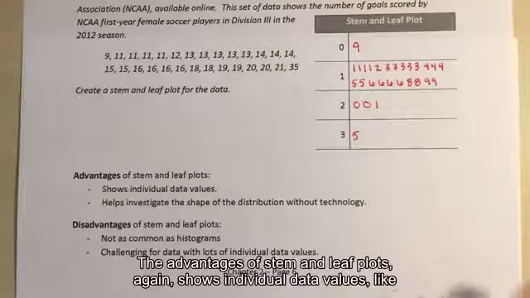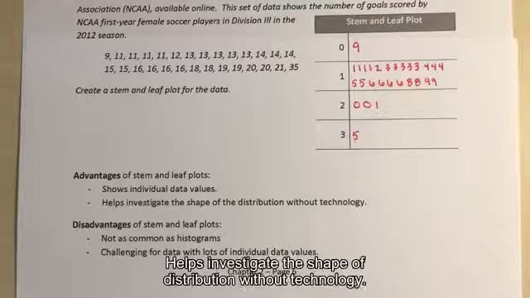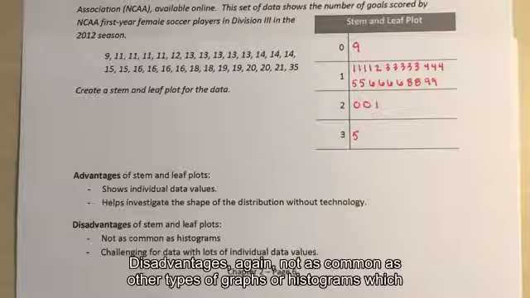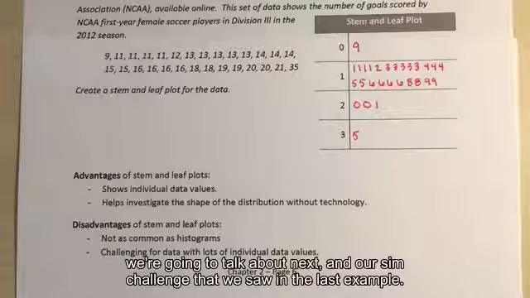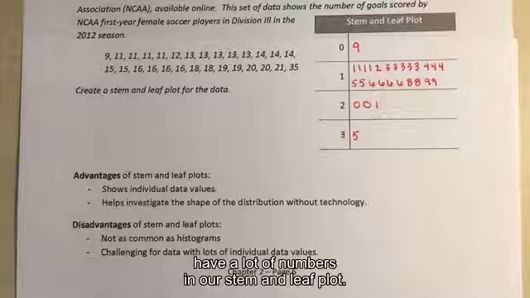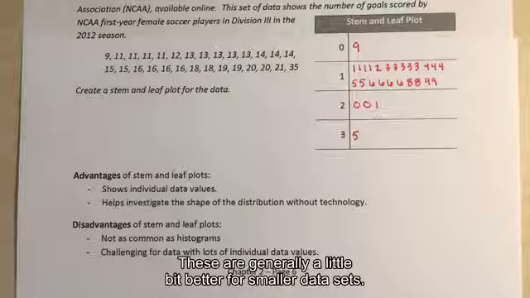Each individual data value is represented by its rightmost digit, which is on the right, which is the leaf. So the advantages of stem and leaf plots: they show individual data values like our dot plots did in the previous example, and they help investigate the shape of the distribution without technology. This is a pretty easy one to jot down. Disadvantages: they're not as common as other types of graphs, like our histograms, which we're going to talk about next, and we saw the same challenge in the last example. If we were to have a very large data set, we'd have a lot of numbers in our stem and leaf plot. So these are generally a little bit better for smaller data sets.